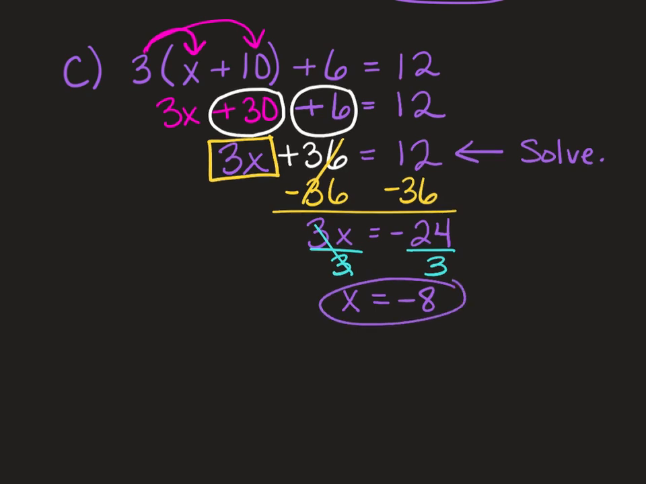And so we have solved this equation. We first simplified by using the distributive property and combining like terms. And then we just solved a two-step equation to get x equals negative 8.